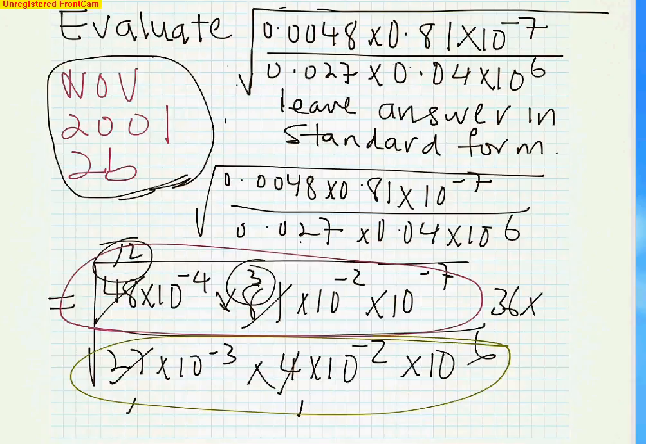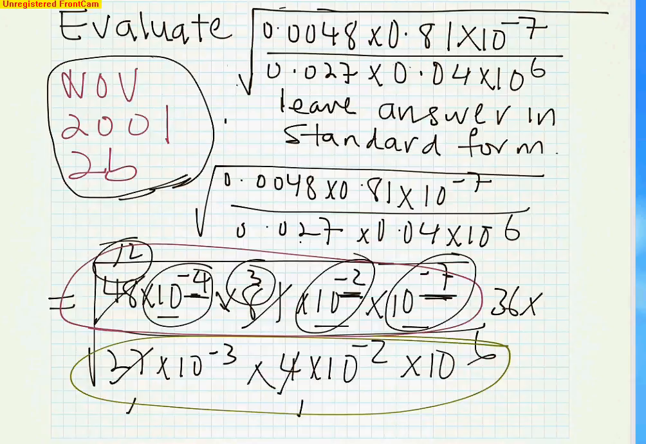I have 10 to the power negative 4 right here, 10 to the power negative 2 right here, 10 to the power negative 7 right here. Since they are all 10, I can go ahead and add the exponents. So negative 4, negative 2, that gives me negative 6, negative 7, that gives me 10 to the power negative 13. Do you see that? So that is 4, 6, 13 right here. So negative 13.